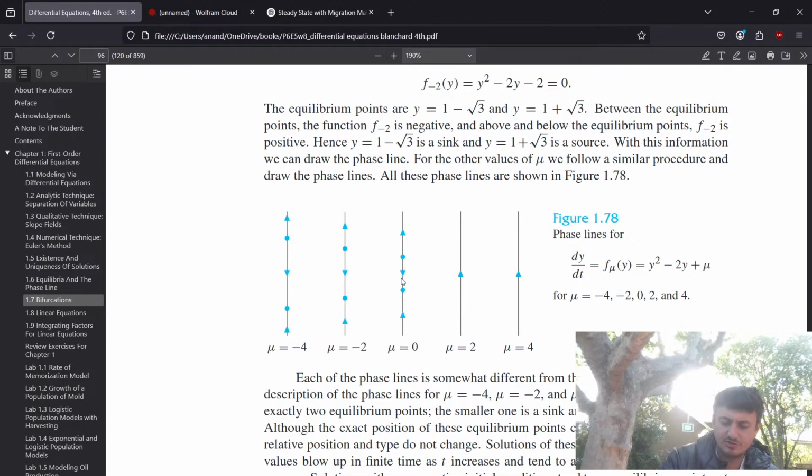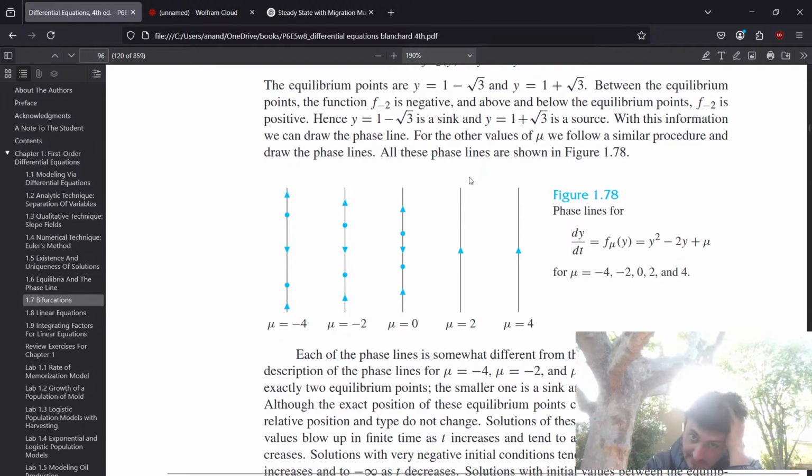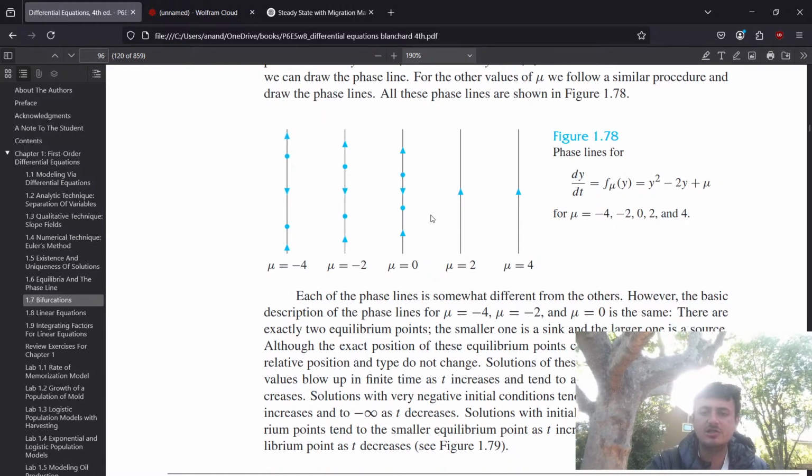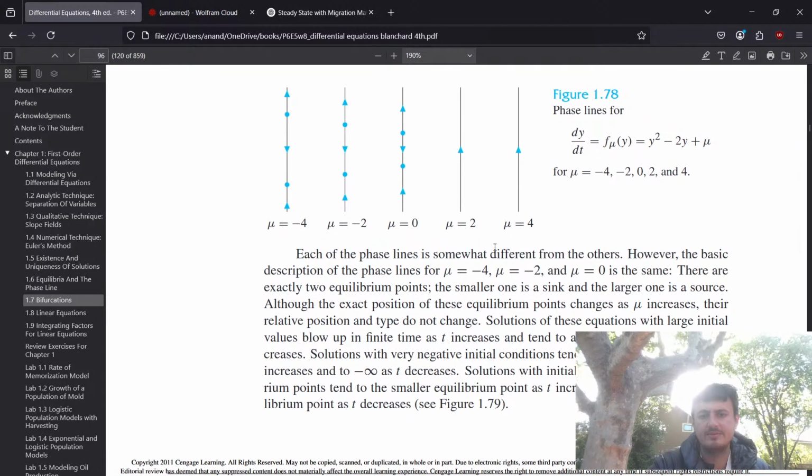Y squared minus 2y minus 2. All right, so here's a collection of phase lines. Each of the phase lines is somewhat different from the others. However, the basic description of the phase lines for -4, -2, and 0 is the same. There are exactly two equilibrium points. The smaller one is a sink and the larger one is a source. Although the exact position of these equilibrium points changes as mu increases, their relative position and type don't change.